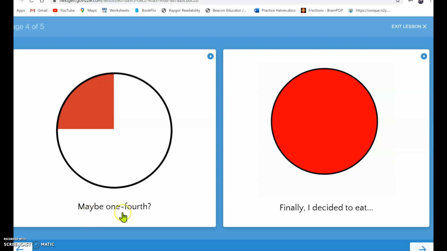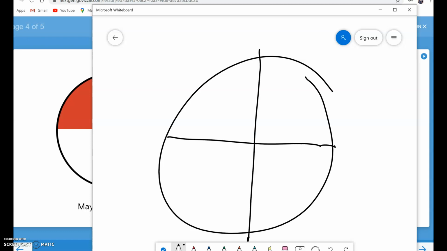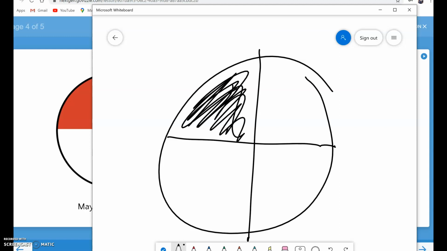Or maybe I wanted 1/4 of the pizza. And 1/4 looks just like that. It's about one slice. It's cut into 4s. And I would only have one little corner piece. I don't think that would be very filling. But let's find out what I ended up picking.